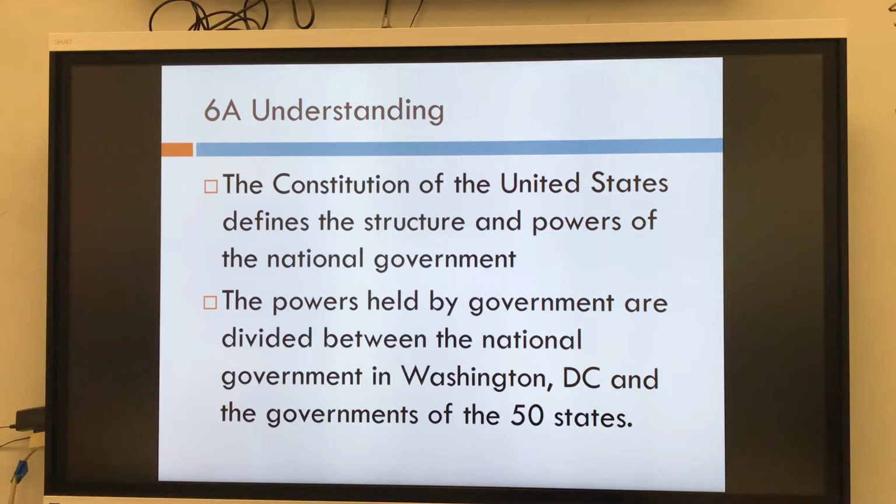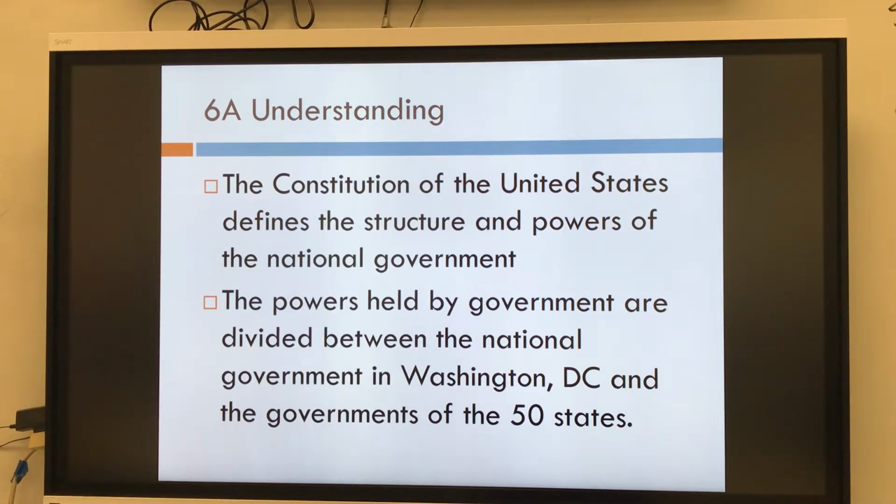The Constitution is our government. The government of the United States is outlined and discussed in the Constitution. And what we're going to be looking at a lot here in SOL 6 is how the Constitution defines the structure and the powers of the government.